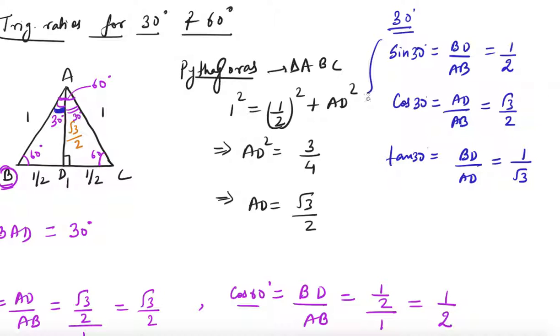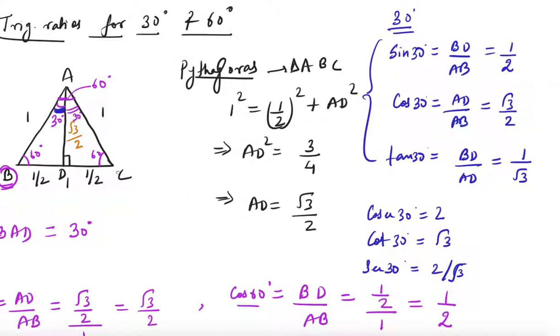Since I have these three ratios, finding the remaining three is really easy. Cosec 30 is 2, the inverse of sine 30. Similarly, cot 30 is the inverse of tan 30, that is root 3. And finally, sec 30, the inverse of cos 30, is 2 by root 3. So this is how we derive the trigonometric ratios for 30 degrees and 60 degrees. I hope you are able to understand this. Please try to remember these values, because they are very important for standard angles.